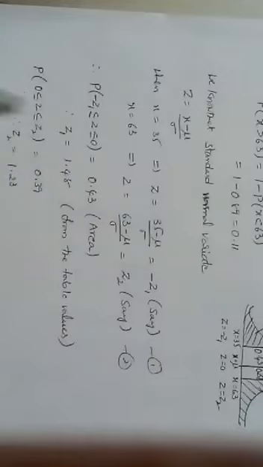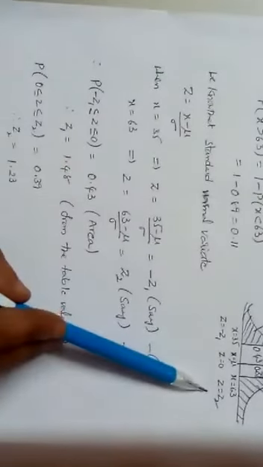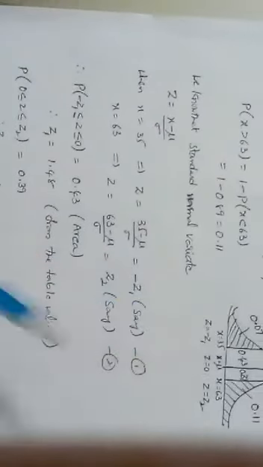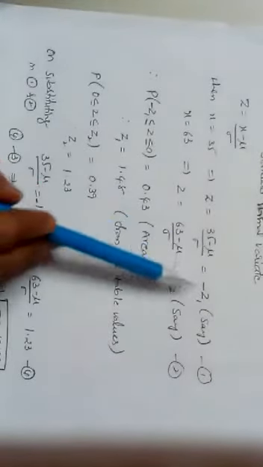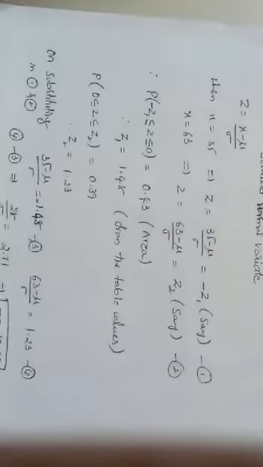Next, the second right side of that, probability of Z less than or equal to Z2. So what is the area? 0.39. So according to that, if you check the table values, you will get the Z value as 1.23. On substituting this Z1 and Z2 in this Z values, will get 35 minus mu by sigma is equal to minus 1.48, and 63 minus mu by sigma is equal to 1.23.